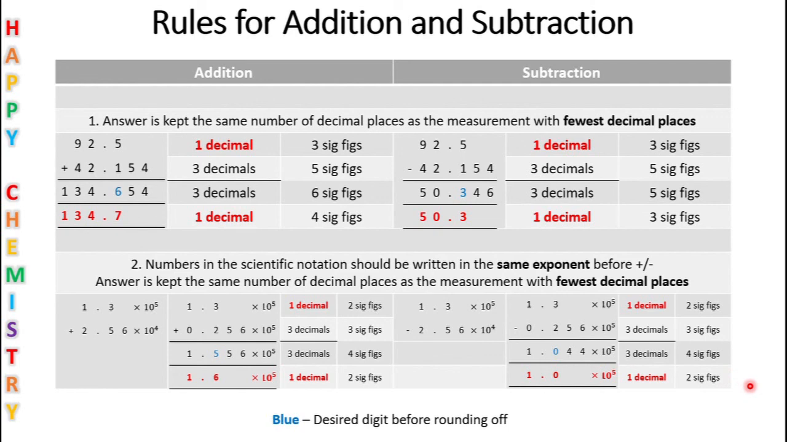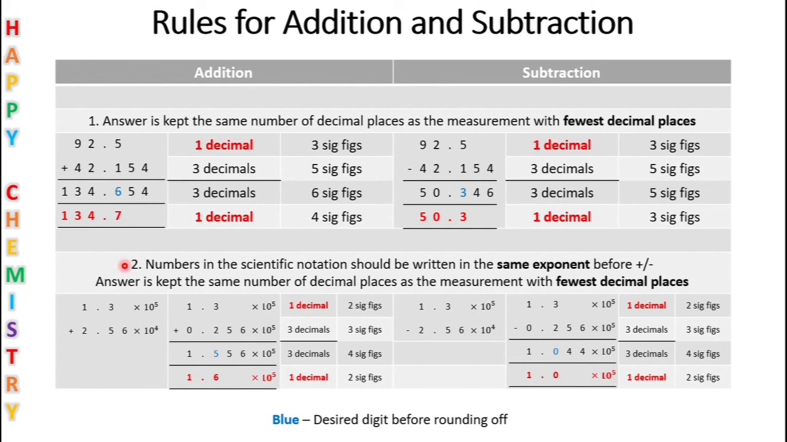So these are the two rules for addition and subtraction. First, the answer should be kept the same number of decimal places as the measurement with fewest number of decimal places. Second, if the numbers are written in scientific notation, all numbers should be written in the same exponent before adding or subtracting.